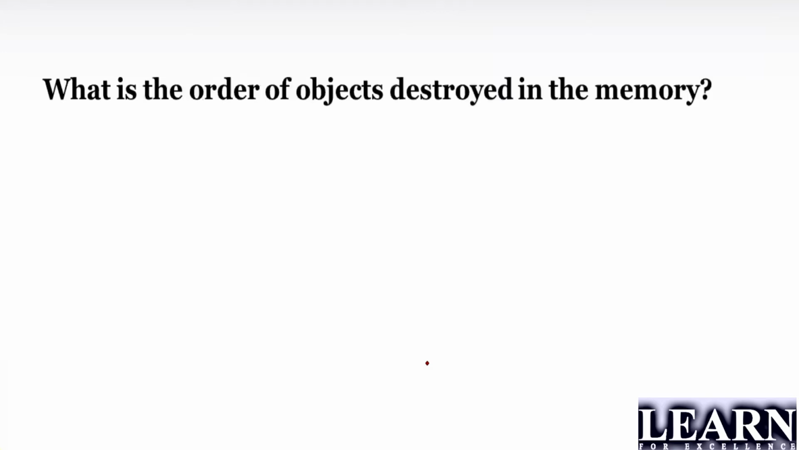What is the order of the object destroyed in the memory? I'll take X, Y, Z. This is the order of creation. What will be the order of destruction? Whatever order you have created, the destruction will be done in exactly reverse order. Whatever you created last will be destroyed first, next this, and at last this will be destroyed. So it will be destroyed in reverse order.